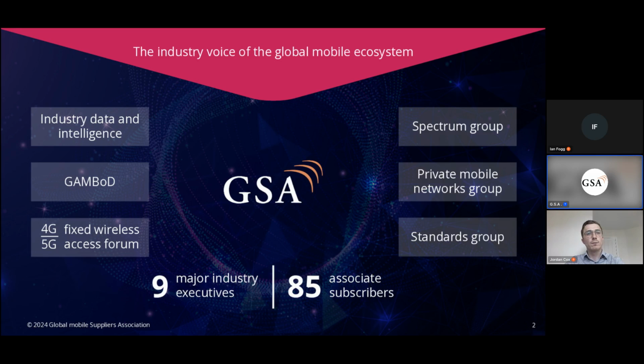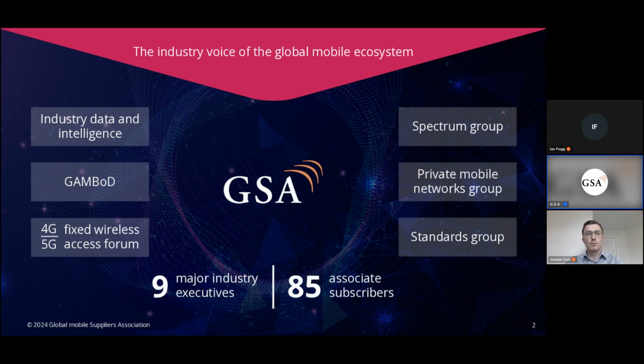But first, a quick recap on GSA itself. The organization was established back in '98 to be the voice of the mobile ecosystem. With approaching 100 members and associates, the work at GSA includes both gathering and sharing data insights, and we'll share some of that today, and industry advocacy. GSA has focused working groups, including groups on private mobile networks, 6G standardization, and the Fixed Wireless Access Forum.